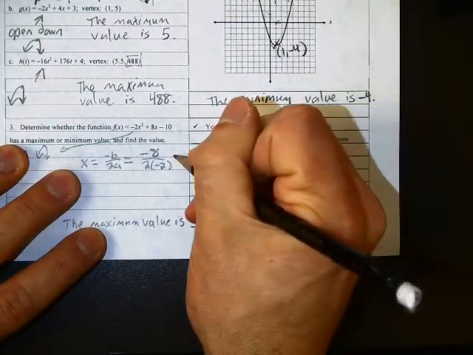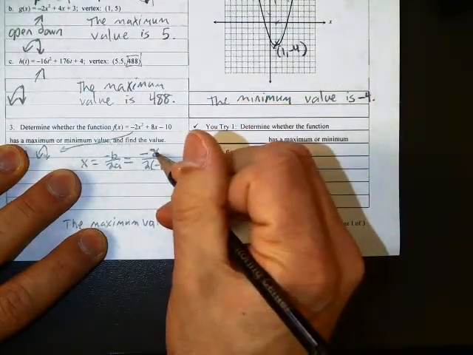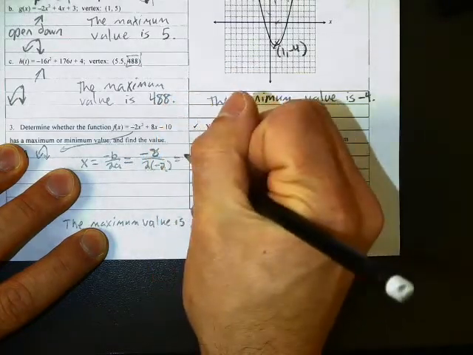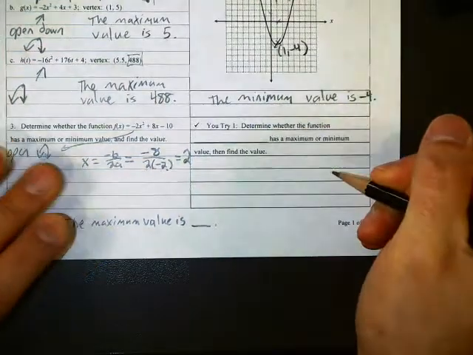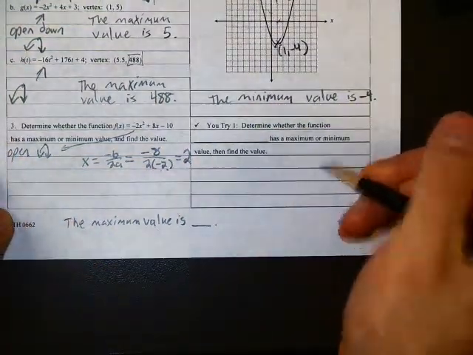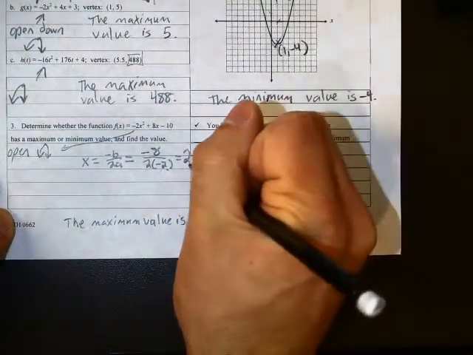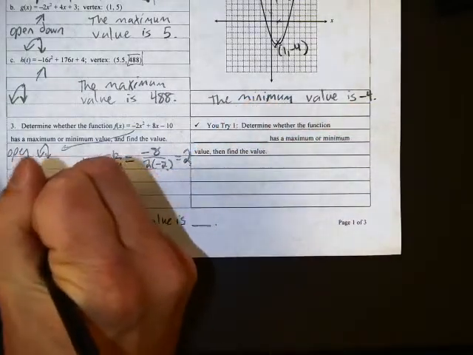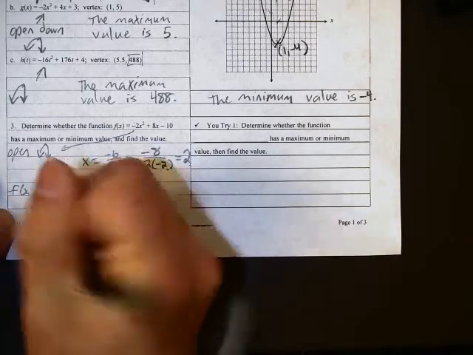What does this work out to be? Negative 8 is negative 8. 2 times negative 2 is negative 4. Negative 8 divided by negative 4 is positive 2. Remember how we find the other part of the vertex. Okay, this is half of the vertex. To find the other part, we plug it into the function. I need to use a marker, sorry.